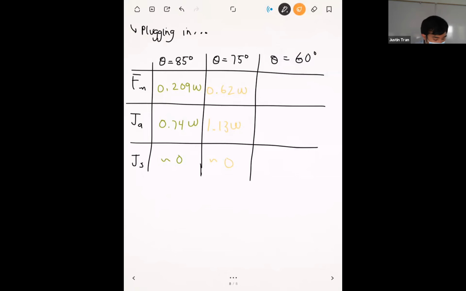All right. And if we do the calculations for theta equal to 60 degrees, we'll see that the muscle force increases by another factor of 2 again. And the joint reaction force is going to increase as well. So it's going to be 1.64 W, and the shearing force again is going to be about 0. Not exactly 0, but very close. And so basically, what that's saying is that we're not putting any shearing loads on the joint. All of the loads that we're placing on the joint are purely compressive.